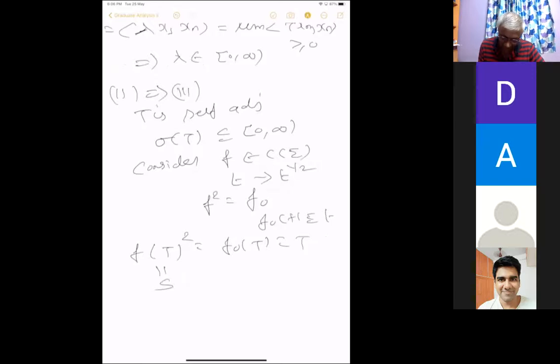This t power half is real valued. In fact, it's positive valued. So because of that, f bar equal to f, that is, f of T star equals f of T. So f of T, which we are calling S, is self-adjoint. S star equals S, and then S squared equals T.